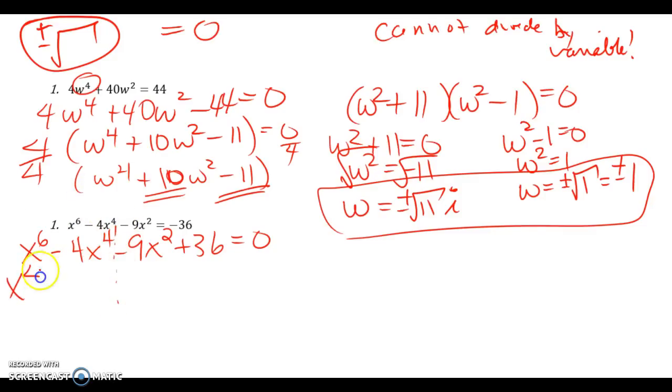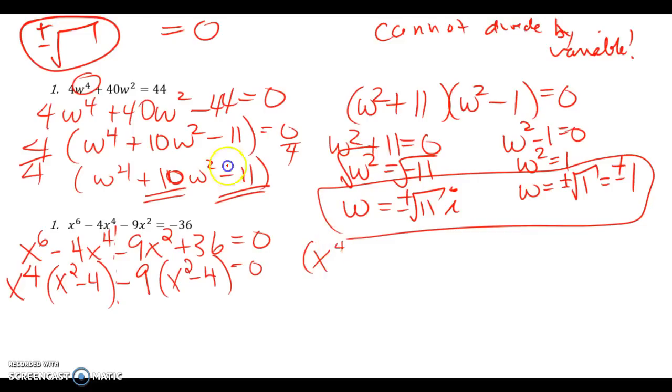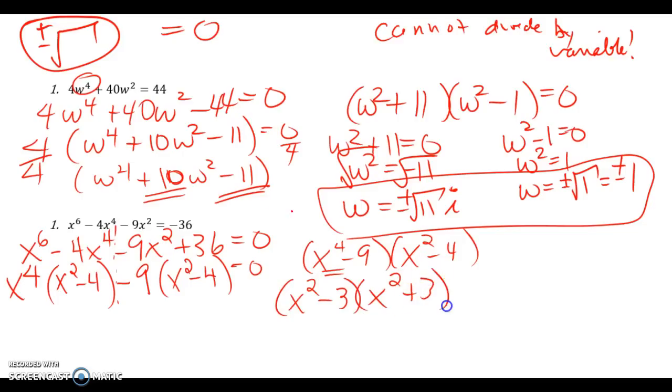All right, I can pull an x to the 4th out, which leaves me x squared minus 4. What can I do here? I think I can pull a -9 out. Leaves me x squared minus 4. All right, so that will be x to the 4th minus 9, x squared minus 4. Well, this looks like I can treat this as a quadratic, as if it's a difference of perfect squares. X squared minus 3, x squared plus 3, and this is the difference of squares. X minus 2, x plus 2.